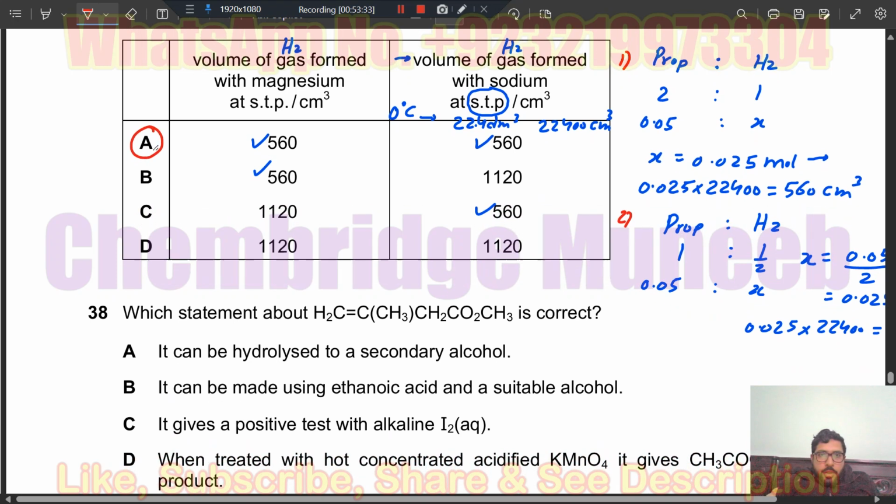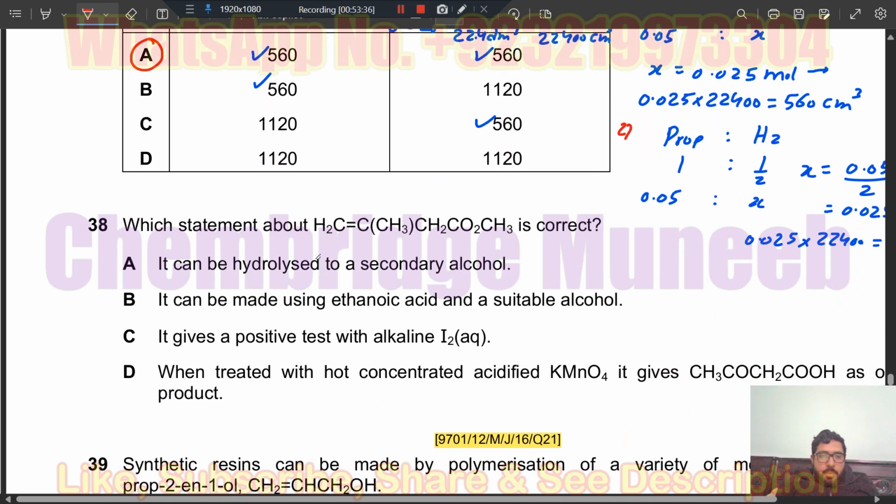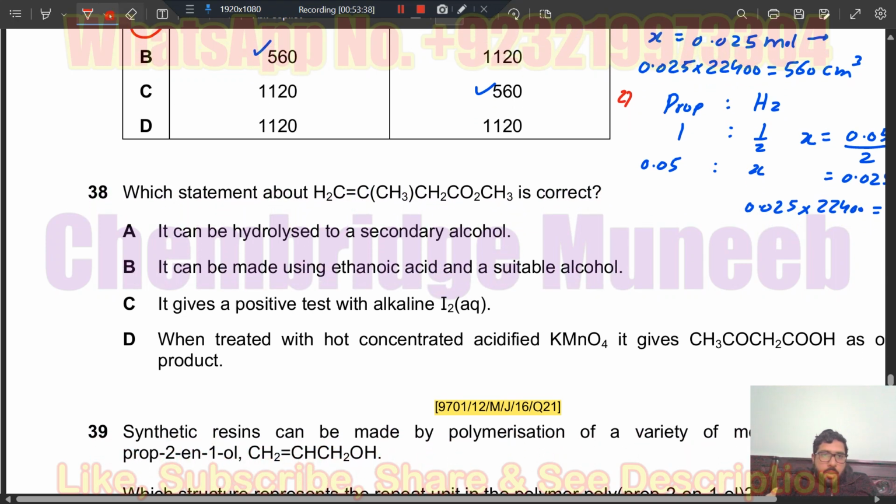Now question number 38. Which statement about this compound is correct? Okay, so here if this compound is hydrolyzed, then as a result of the hydrolysis, there should be the formation of OH over here and there should be OH over here. We have two OH over here. So this is not a type of secondary alcohol, since we have the primary alcohol as well.